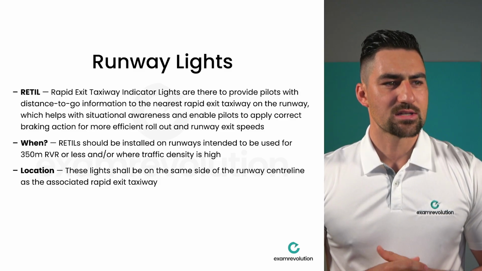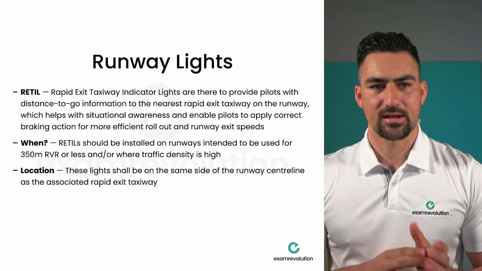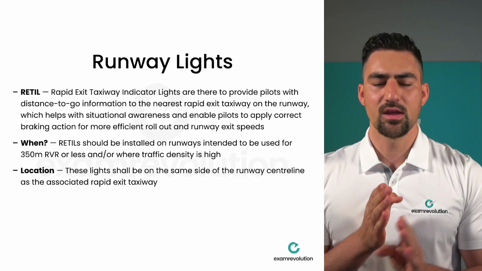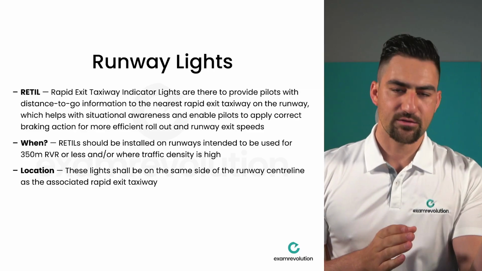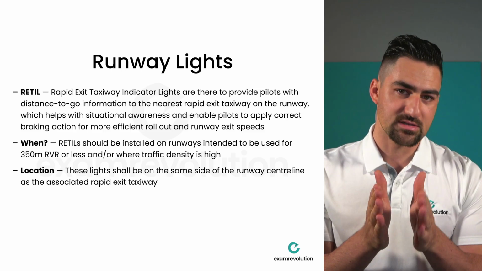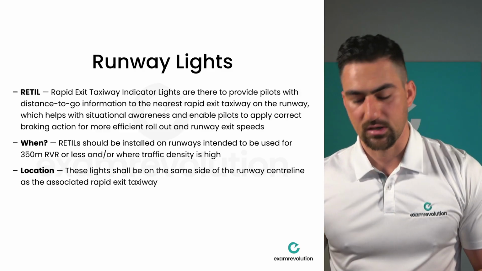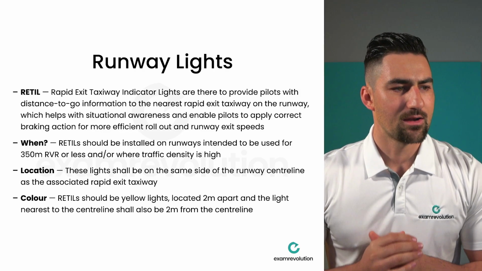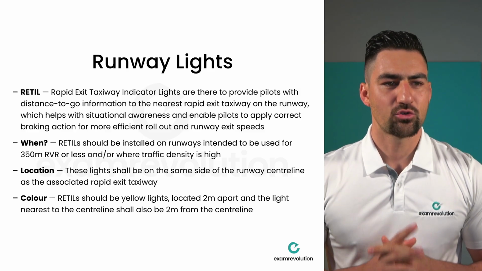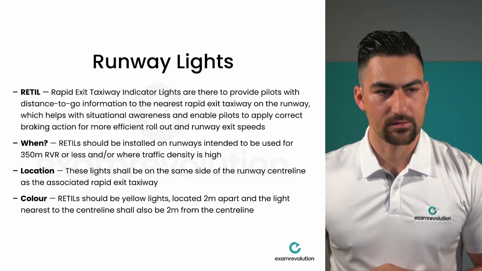Then the location: these lights shall be on the same side of the runway center line as the associated rapid exit taxiway. So if you look at the center line of the runway, if the rapid exit taxiway is to the left-hand side, then these rapid exit taxiway lights, the RETILs, must be on the left-hand side of the runway center line so you can see where it's going. If it's on the right, then it must be on the right-hand side of the center line. Then the color of RETILs should be yellow lights located 2 meters apart, and the light nearest to the center line shall also be 2 meters from the center line.